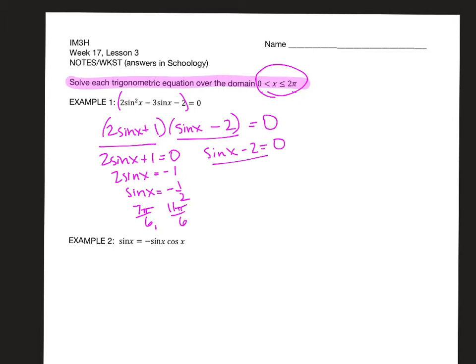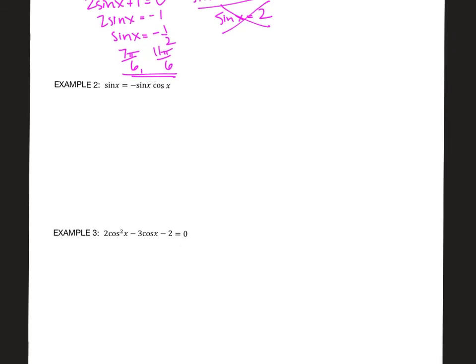This one, when I solve for sine of x and move the 2 to the other side, if I look on the unit circle, I will not find a spot where the sine equals 2. The greatest value that the sine can actually have is 1. So this does not work. But that's okay. You still have 2 answers for this problem. Let me move this up. Let's try another one.